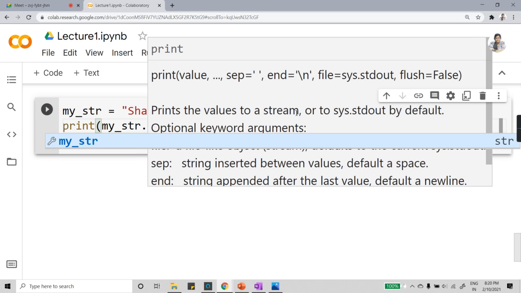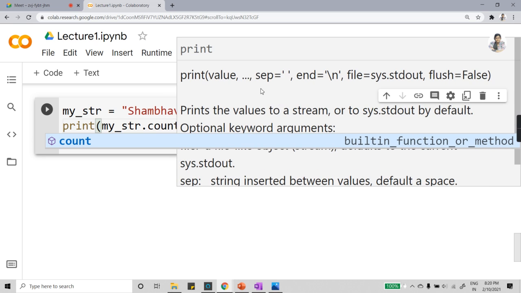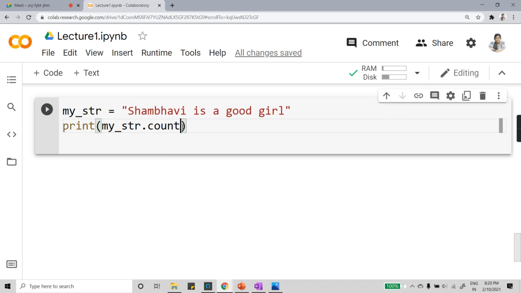I would write dot, and here I would use a function that is count. So basically, what is this count used for? This count is used for counting that, okay, here you have mentioned any character, let's say that is I. Now it will tell you the proper output in integer value, that how many times this I is present in your string. I have written here Shambhavi is a good girl.